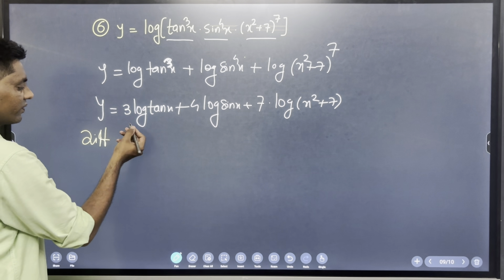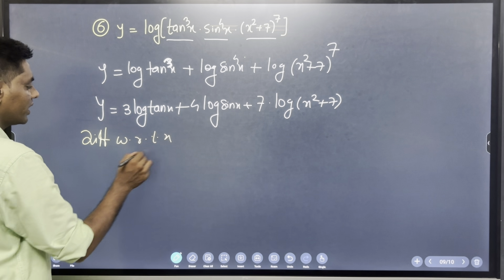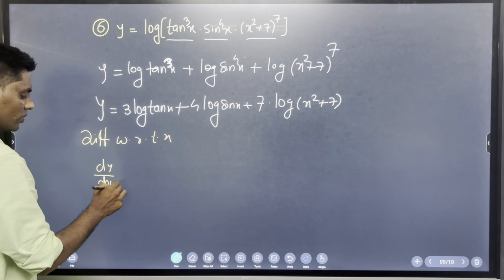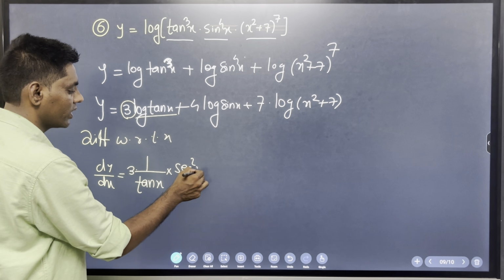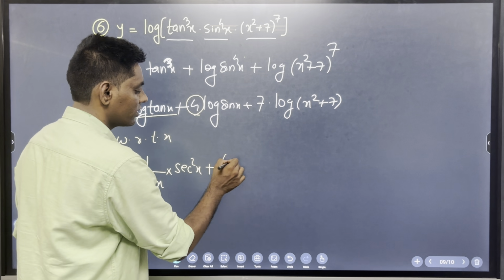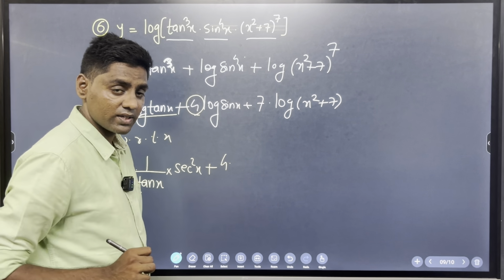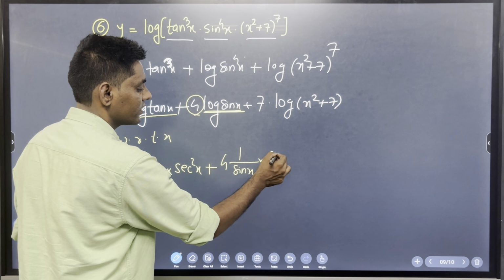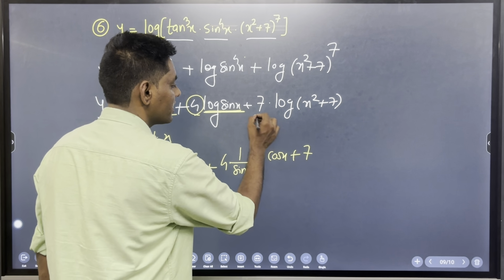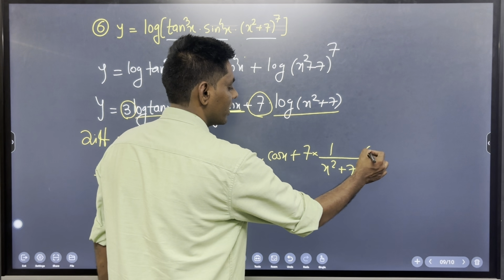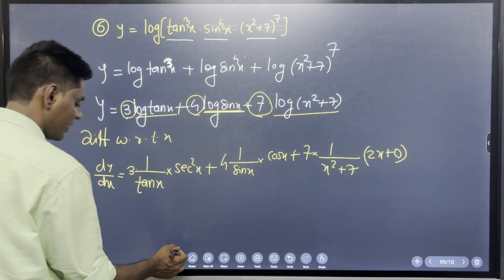When we differentiate with respect to x, we get dy by dx. Just observe term by term. This is the first term: the constant as it is, the derivative of log is 1 upon tan x, and the derivative of tan x is sec square x. Plus, now 4 is the constant, written as it is, multiplied with the function; the log derivative is 1 upon sin x, and the derivative of sin x is cos x. Plus 7 as it is. Next, the log derivative is 1 upon x square plus 7, and the derivative of x square is 2x, and of 7 is 0. So we get the final answer.